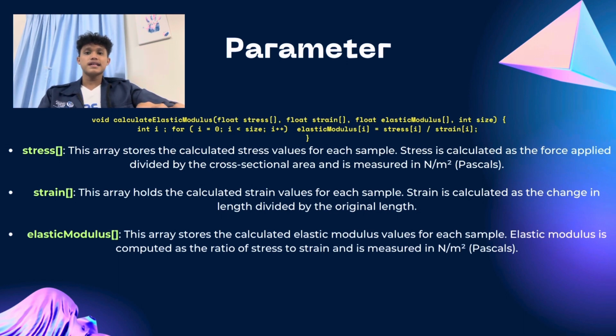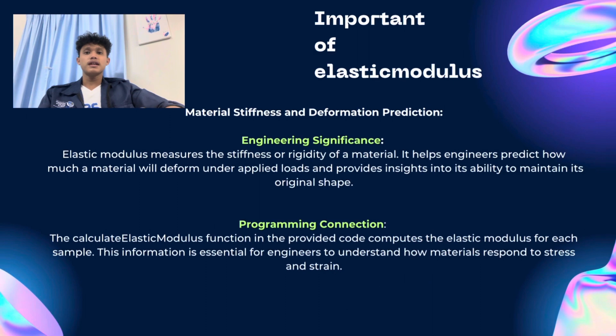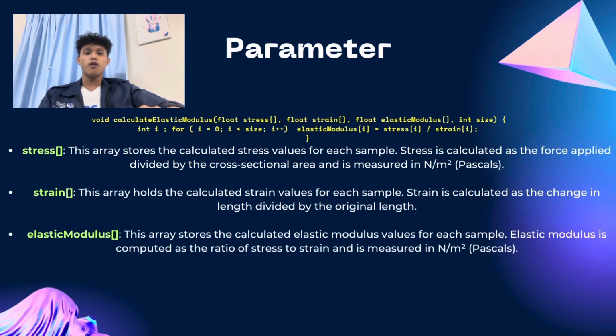And the last one is elastic modulus. This array stores the calculated elastic modulus value for each sample. Elastic modulus is computed as the ratio of the stress to strain and is measured in Newton per meter square, or Pascals.